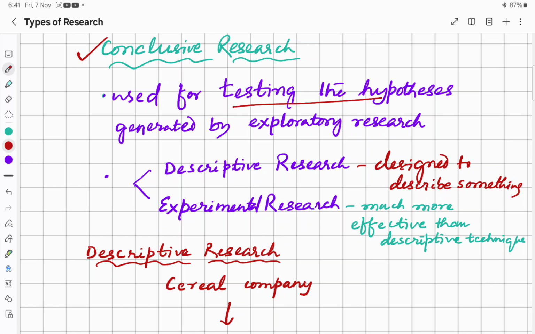And conclusive research we use for testing of hypothesis generated by exploratory research, and it can be classified into descriptive research and experimental research. And descriptive research is designed to describe something. For example, the number who saw a specific television commercial. To know that, we have to do a descriptive research.